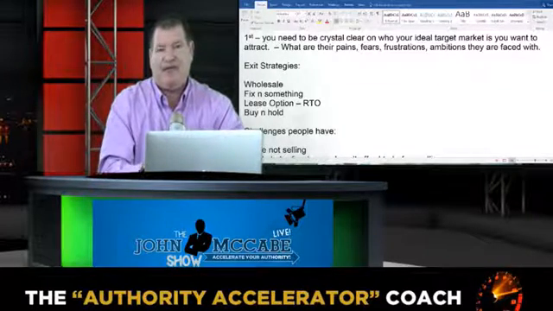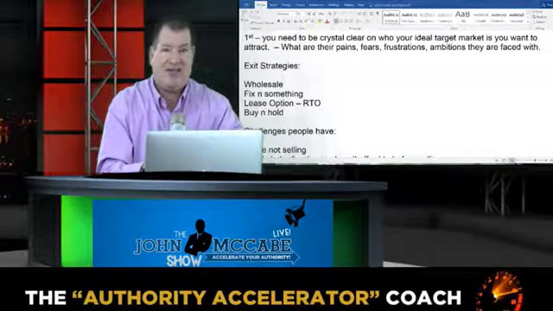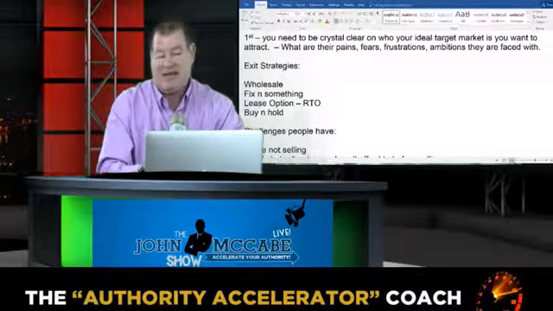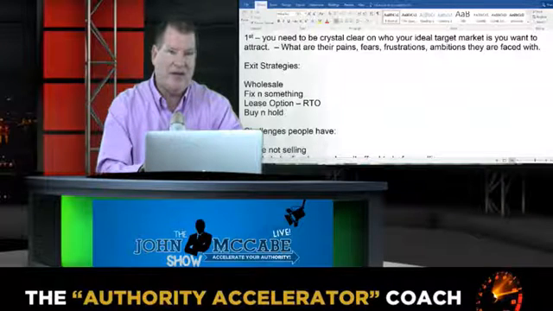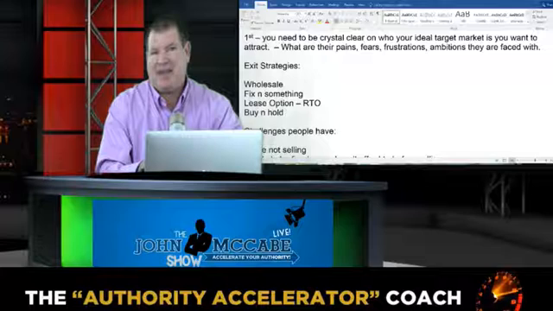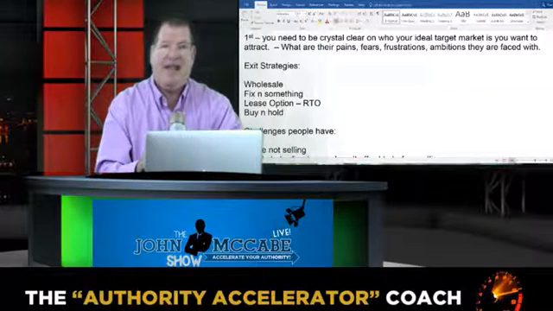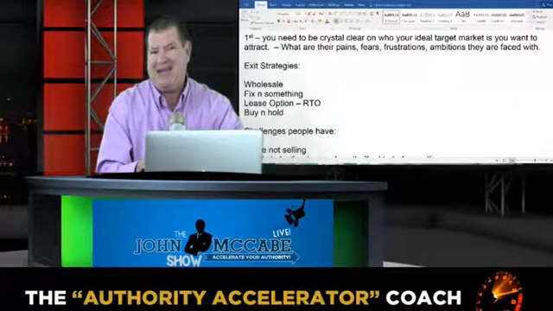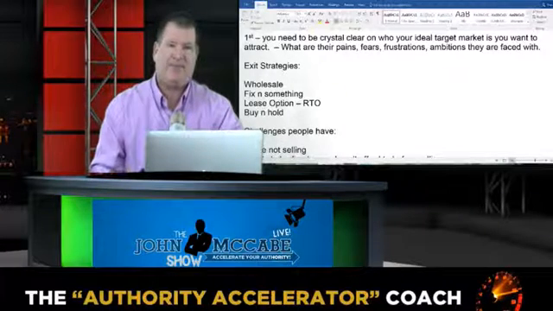Now, typically in residential real estate investing, there's 4 main exit strategies. Those being wholesale, fix and something, so that's fix and flip, fix and lease option, or fix and hold. So fix and something is typically a strategy. The third one is lease option, more commonly known as rent to own. And the fourth one is a buy and hold. So those are the 4 main exit strategies that you have in your residential real estate investing.